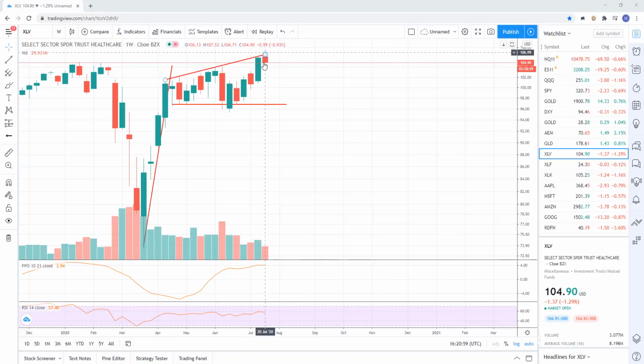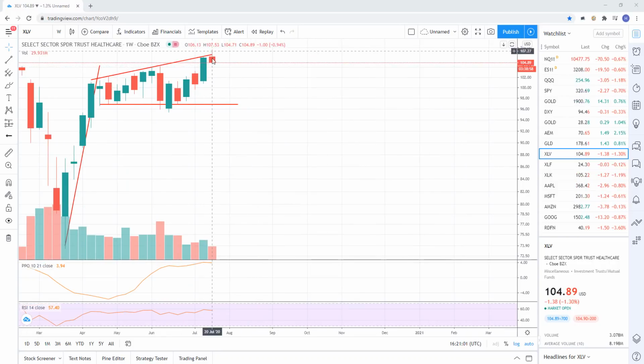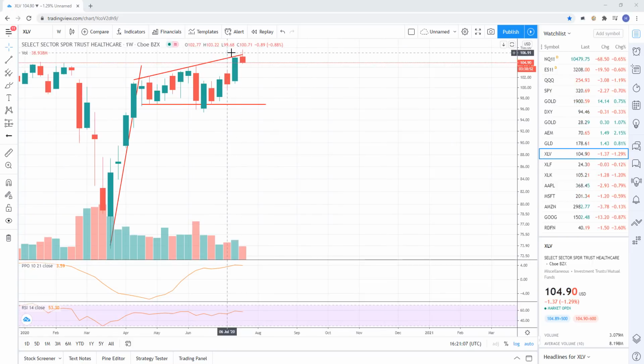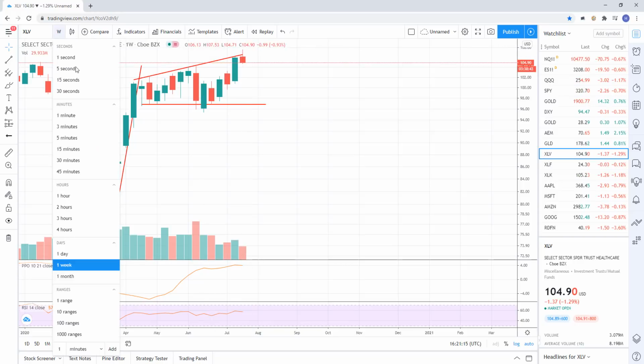And you can see on the weekly, we overshot this resistance right here, but we've closed back below. And you can see the little wick where it's the overshoot. You like to see those overshoots and then it closes back below, because those are the fake out moves. That's the trading that traps people in the breakout. So that's what you're looking for.